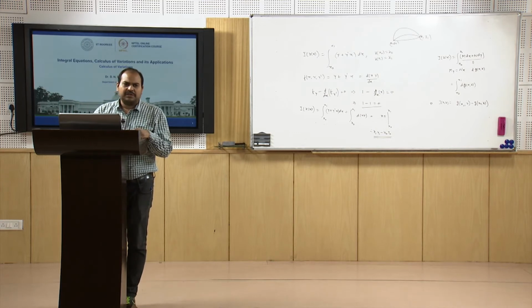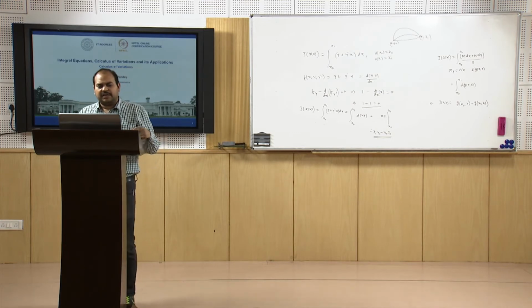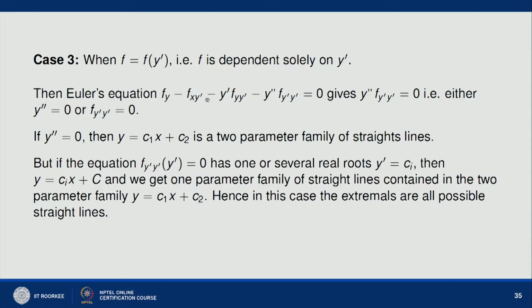Now going into the third case, here we are assuming that f depends only on y dash. So in this case your Euler's equation, f y minus f x y dash minus y dash f y y dash minus y double dash f y dash y dash equal to 0, reduces, because here f depends only on y dash, so it is independent of y and independent of x. So we can write that this will reduce to only this term, y double dash f y dash y dash is equal to 0. So either this term will be 0 or this term will be 0.